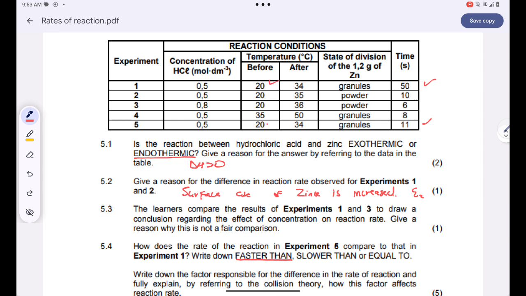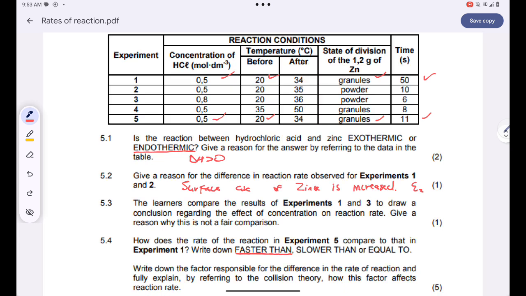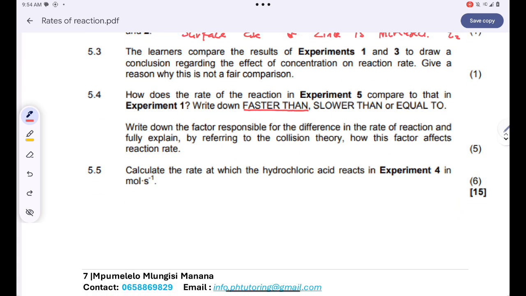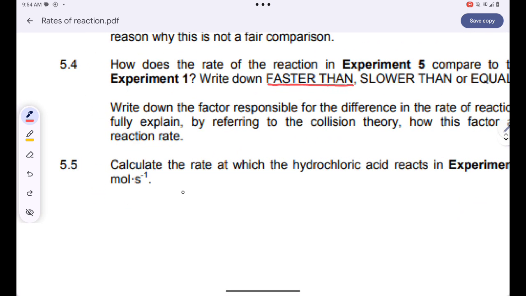The temperature is still the same. The state of division is the same. The concentration is the same. The only thing that I'm thinking of has to be a catalyst. So there was an addition of a catalyst in experiment 5. A catalyst was added in experiment 5.